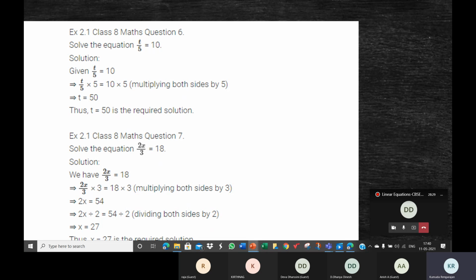So here t by 5 is equal to 10. Now the variable t is on the left hand side. Along with t there is 5. t and 5 are connected by the division sign, t divided by 5. Now I want 5 to go away from the LHS. Only then I can find the value of t. I want to remove 5 from the LHS.